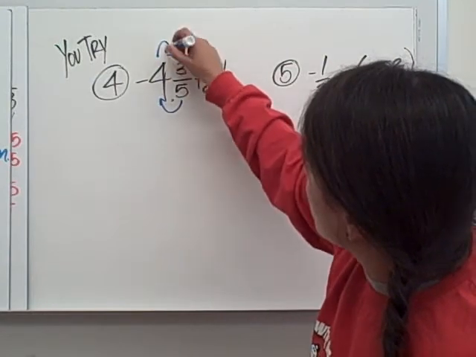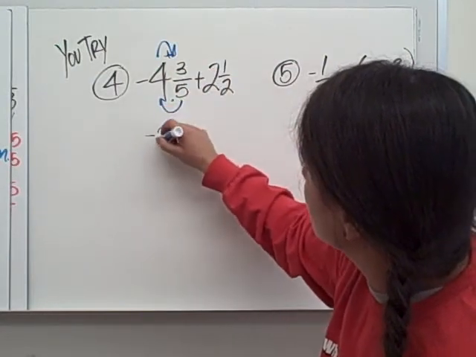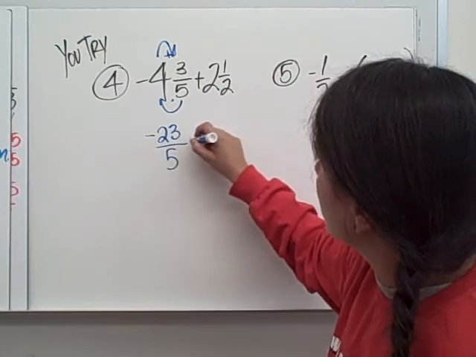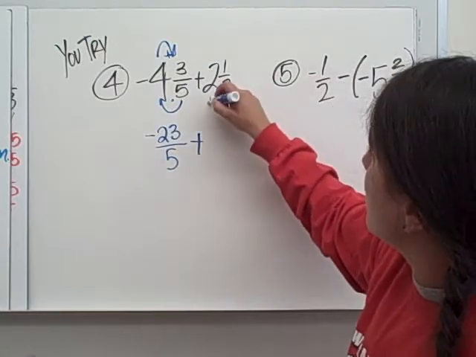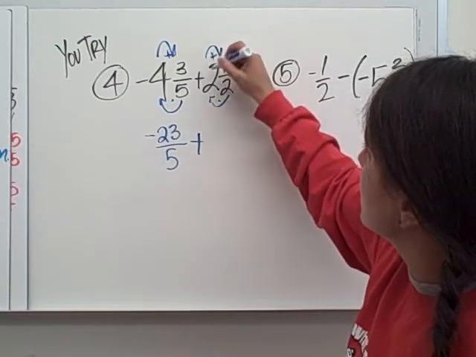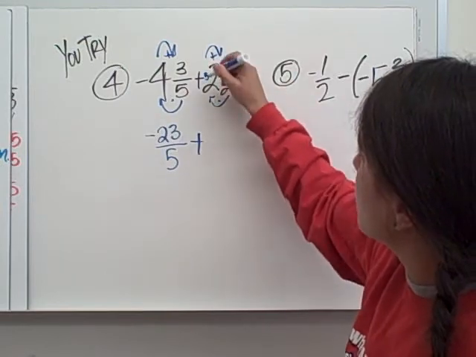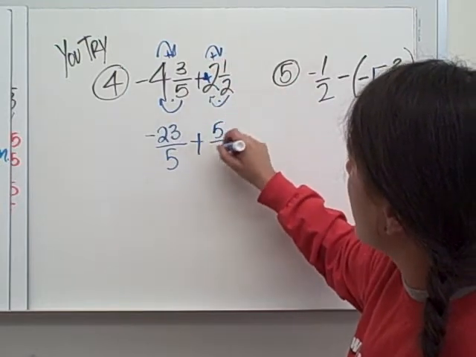So I do around the world, and that's negative 23 over 5 plus 5 plus 1, 4 plus 1, 5 over 2.